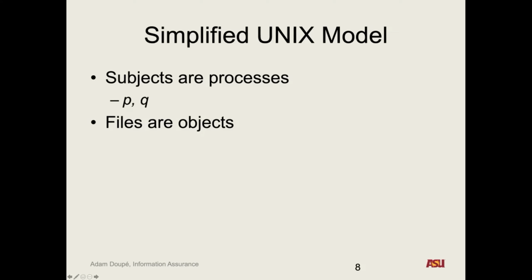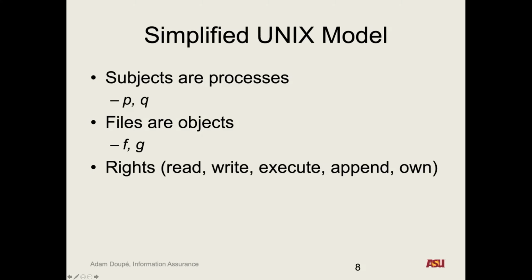We'll have in our system files. So here we're considering files. We'll say a very simple model. We only have two files, F and G, and there are actually a lot of different rights that you can have, including read, write, execute, append, and own. So we'll think of this as R, W, X, A, and O to simplify things. So we have the privileges or rights of reading, writing, executing something, appending something, and owning something.